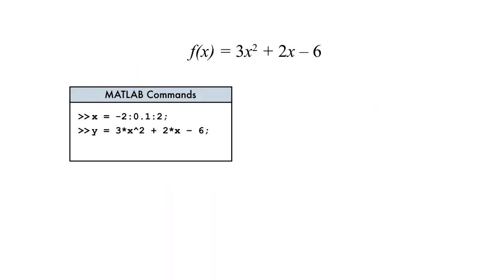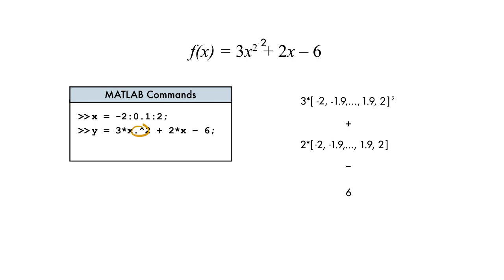Now back to that function we want to plot. Since x is a vector, we need to use the element-wise power operator to square each element of x. Let's see how this expression is evaluated. First, each element of x is squared. Then, each element of the two vectors are multiplied by the scalar.